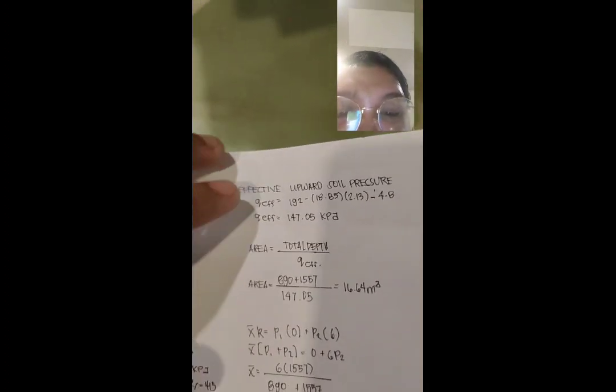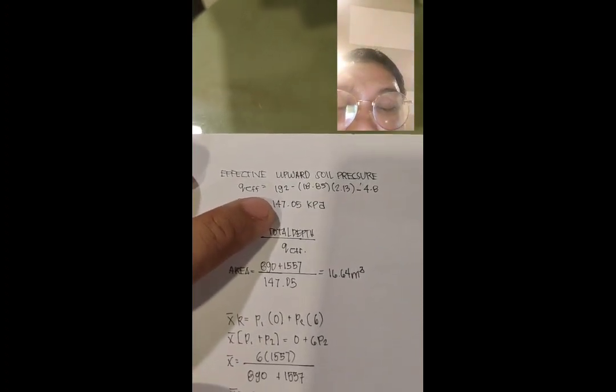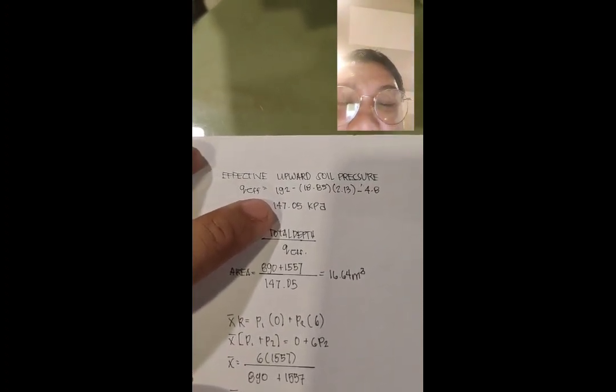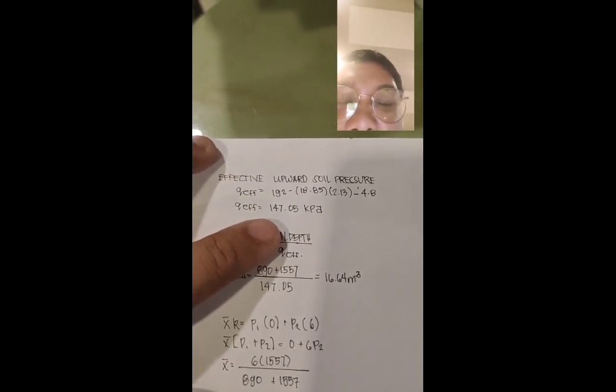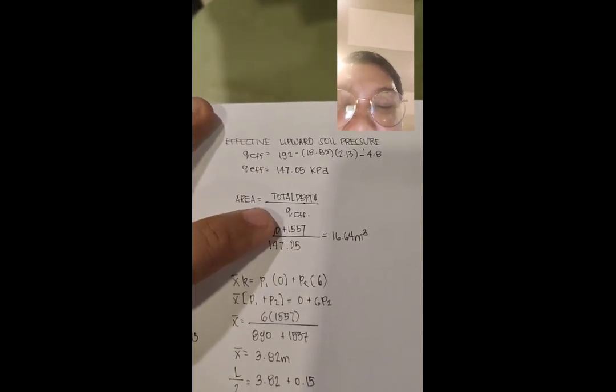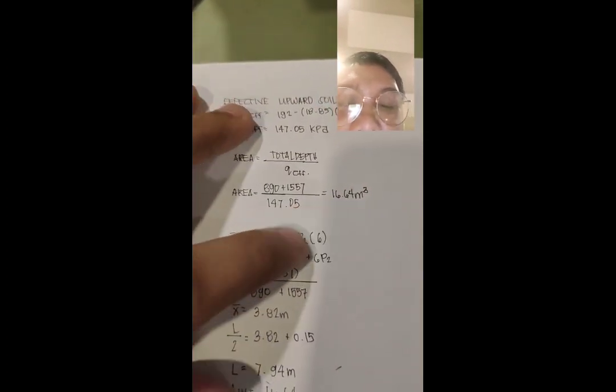So, effective upward soil pressure. So QF is equal to 192 less 18.85 times 2.13 minus 4.8. Ang QF natin is 147.05 kPa. Then the area is equal to total load, yung total ng load niya, all over QF. So makukuha natin siya as 16.64 square meter.